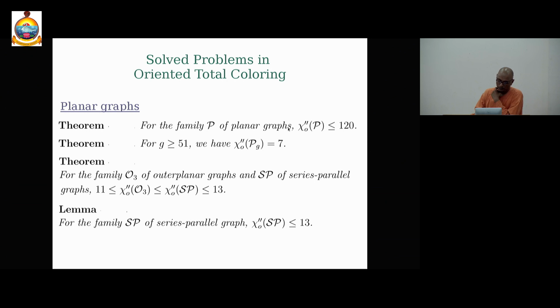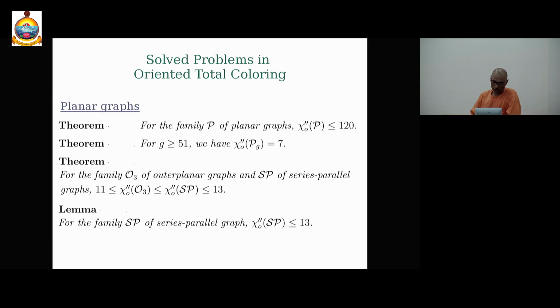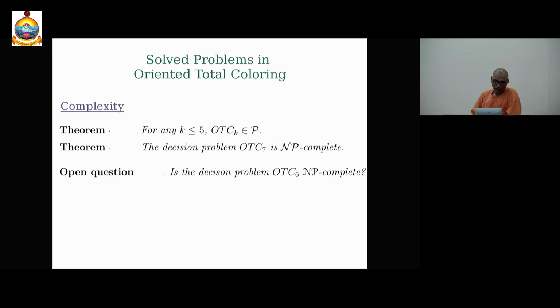So this is the discussion on the planar. The reason why we would be interested in trying to get this tight bound worked out is because the outer planar graphs have a tight homomorphic relationship with Paley tournaments. So if you can color the Paley tournaments well, then you can do the coloring of the oriented outer planar graphs also. So the complexity is the decision problem of OTC 7 with this, is NP complete.